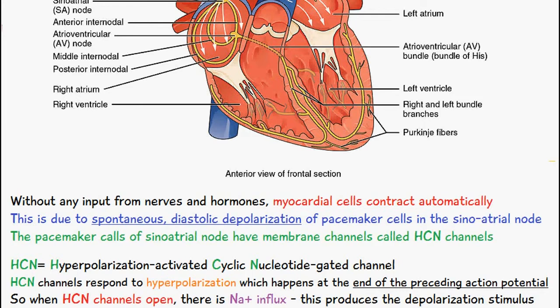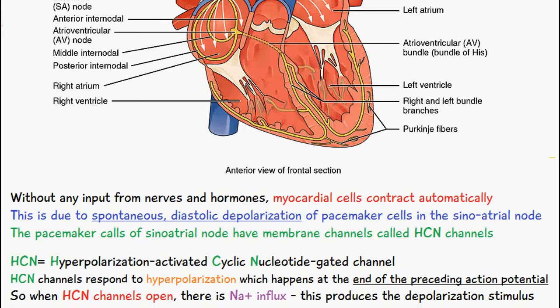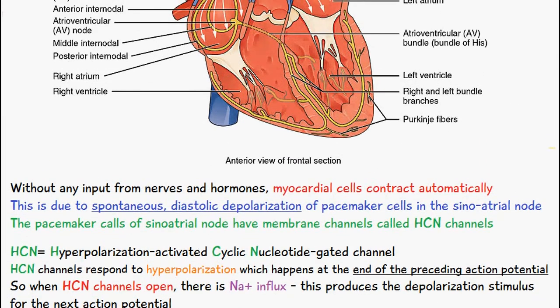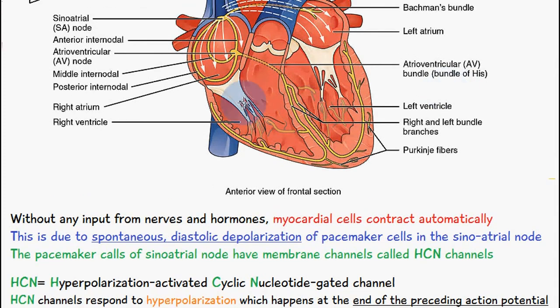And the reason this happens is because of something which is known as spontaneous diastolic depolarization of the pacemaker cells in the sinoatrial node. And if you didn't know, the heart possesses two nodes, which are the sinoatrial node, which is here, and the atrioventricular node, which is here.